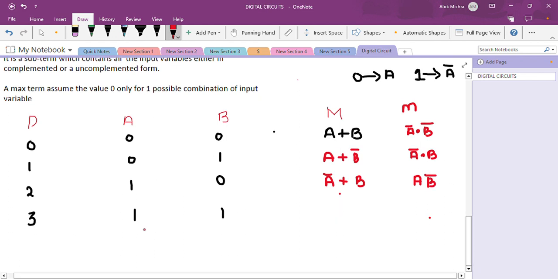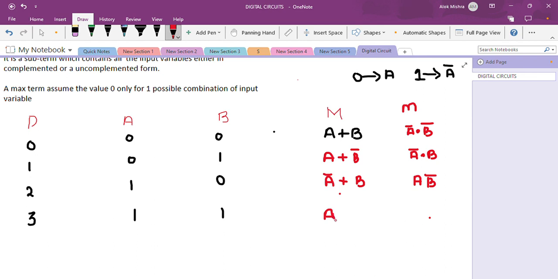Okay. What about this last? A plus B? A bar plus B bar. And in minterm form? AB, right?